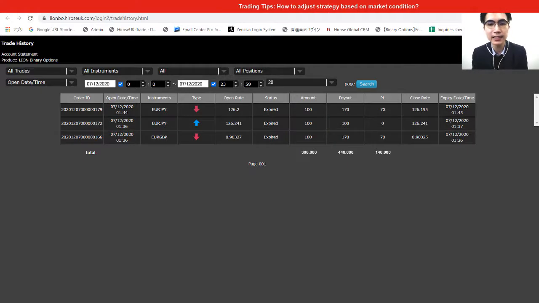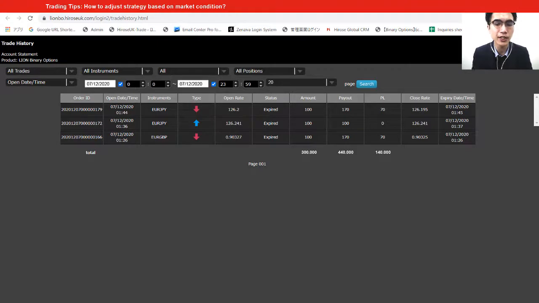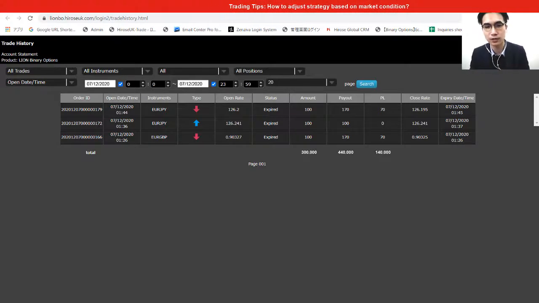So well, again, try to have 2 strategies in your mind before you get into the market. One is gonna be a range market trading strategy, and the other one is gonna be a trend market trading strategy. And then you're gonna switch these 2 strategies depending on the market conditions. So try to be flexible, and then that is actually gonna help you to make more profits in binary option trading.